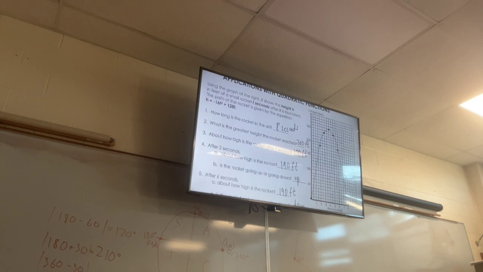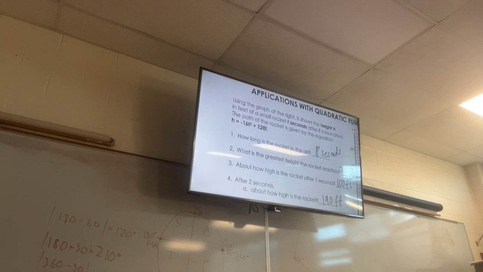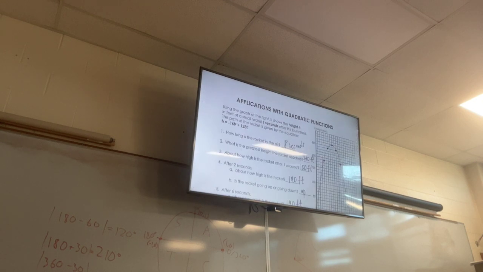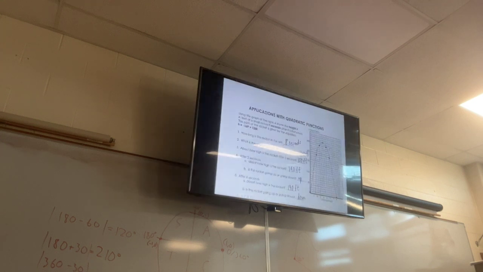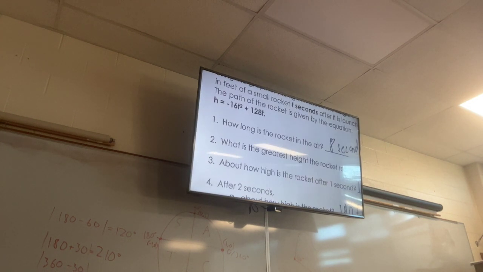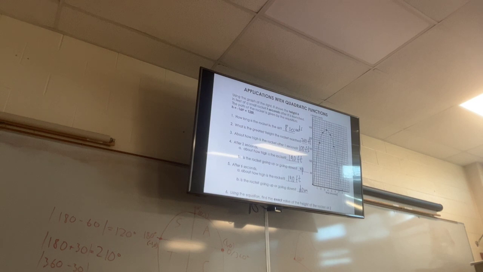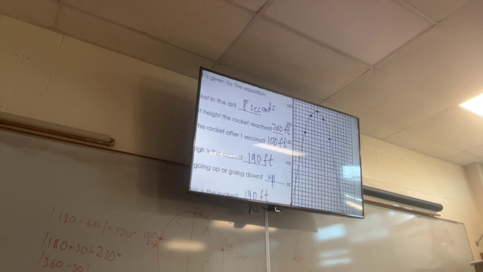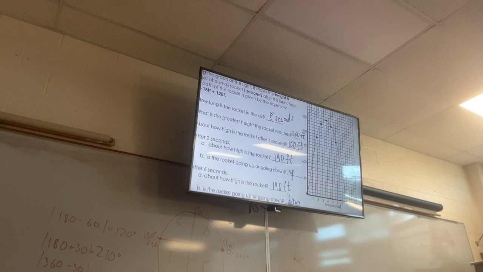Good stuff. So here they give us an equation, right? We've got a rocket that launches off and then falls back to the ground. Here's the trajectory of the rocket, this little curve right here. That little graph is the trajectory of the rocket. It gives the rocket's height as a function of time.